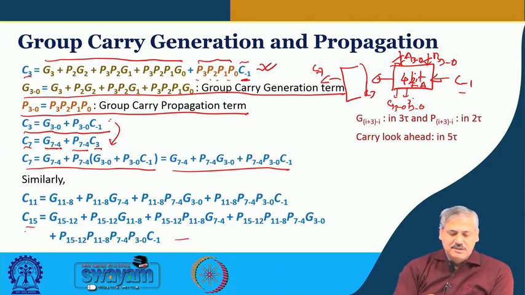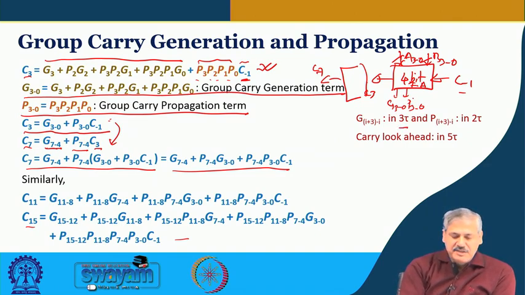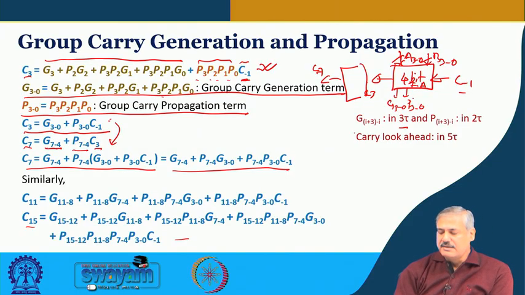So, this G320 will require 3 tau. Why? Each of these GIs and PIs requires 1 tau. This product term is another tau, and the final ORing is another tau. So, each of these group carry generation terms will require 3 tau, and the group carry propagation term will require 2 tau. Okay. So, these are 2 tau, 3 tau, and these are 2 tau.